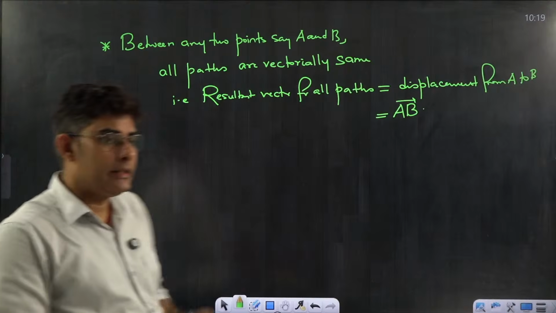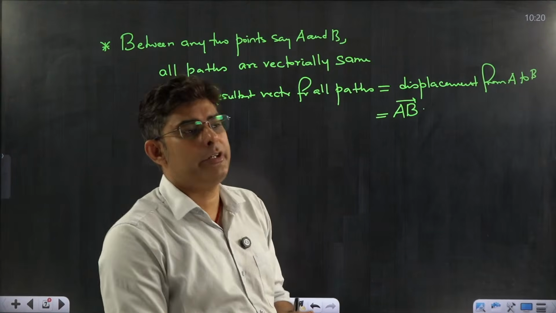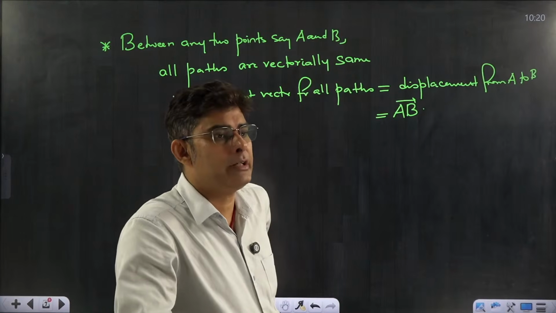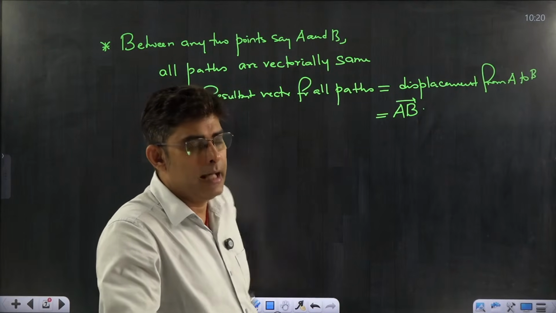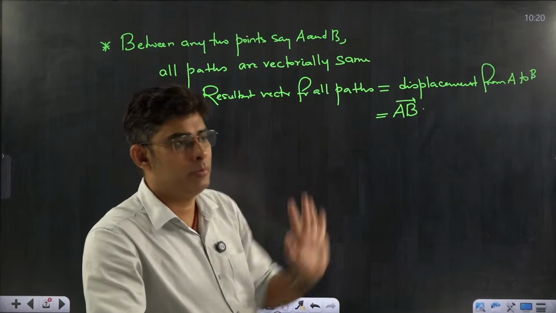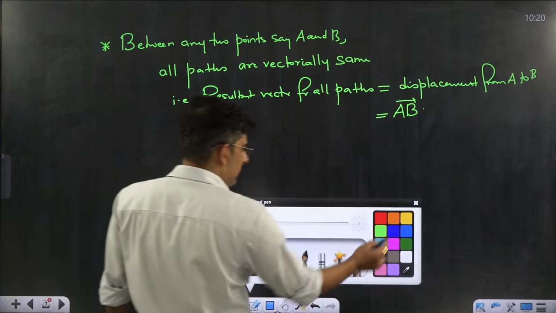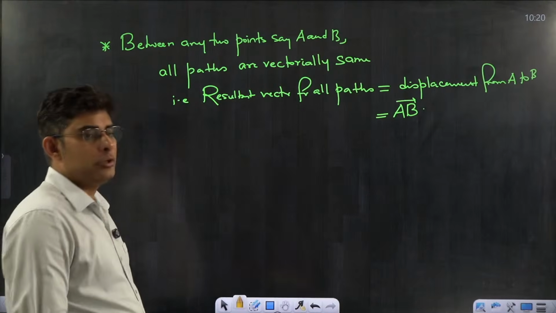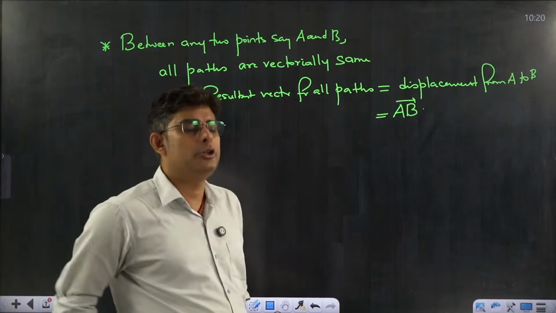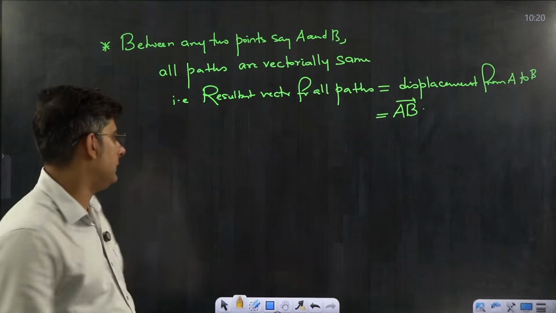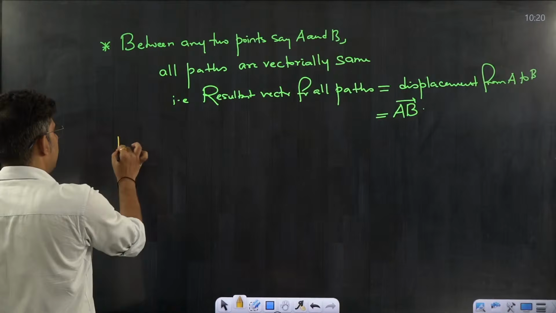And I told yesterday that if you reverse the direction of any vector, you put a minus sign before it, and if you are not reversing, you just use a plus sign. So we have to remember that between any two points, vectorially all paths are the same. This gives us a relation, a geometrical interpretation of vectors. If I want to arrange them, how will I get the resultant? Let's see now. Examples.